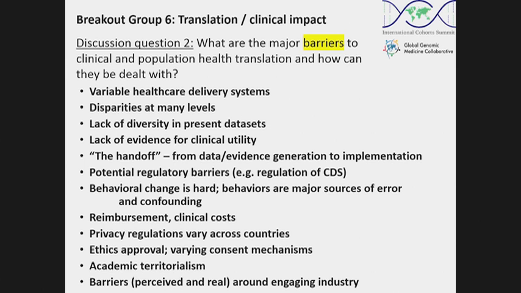We had a fruitful discussion of the problem of the handoff. That is, there are people who are expert at data generation, and then there are people who are expert at implementation, and those are not necessarily the same communities. And so we need to make sure that we develop methods to encourage both communities and the crosstalk between those two. There are regulatory barriers at many levels. Behavioral change is a barrier, reimbursement, clinical costs, privacy we've talked about already this morning, varying ethics approvals and consent mechanisms, and then a term that Kathy Sudlow introduced to us, academic territorialism.